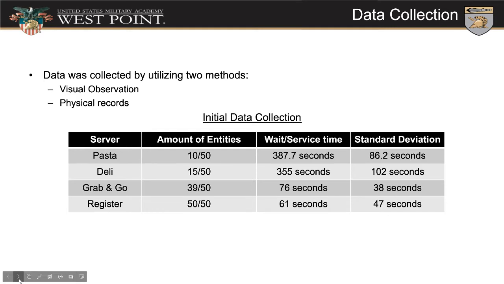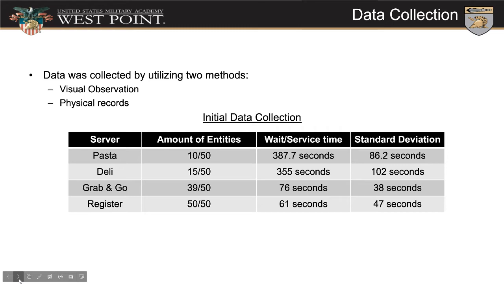So our data collection. We really utilized two different methods to collect data for this simulation. We did visual observation, which really consisted of us going around and timing the flow of how everyone goes in and out of Grant, how long they stop at each station, etc. And then we had physical records, and these physical records were something that we had collected from the staff that works for the workers at Grant Hall.